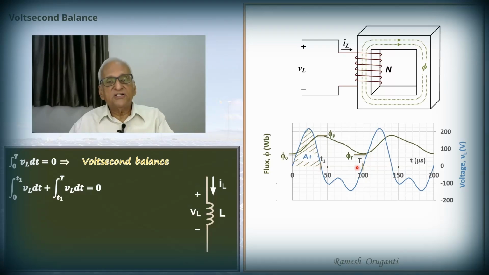The integral between T1 and T of VL dt will be negative because VL remains negative throughout this interval. So that area, let me mark it as A minus. So A plus plus A minus should be equal to 0.